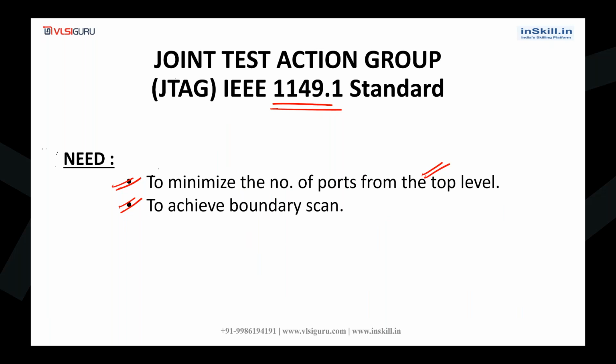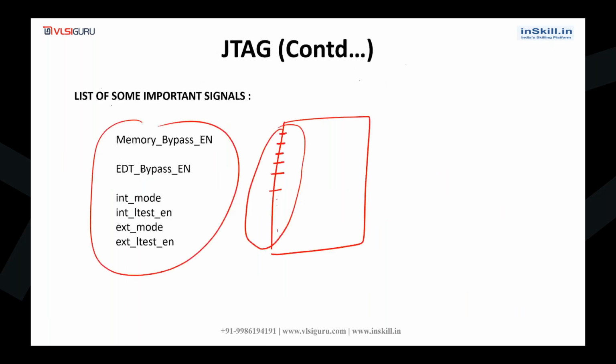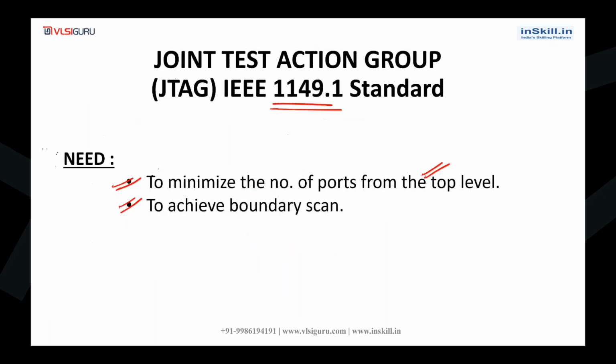So in this example, I've kept a list of some important DFT signals, and there will be many more like this. If you allocate a top level port to control each and every signal, the number of ports from the top level will increase drastically. So that's why we make use of JTAG to internally control the static signals, and that's the reason we are able to minimize the number of ports from the top level.